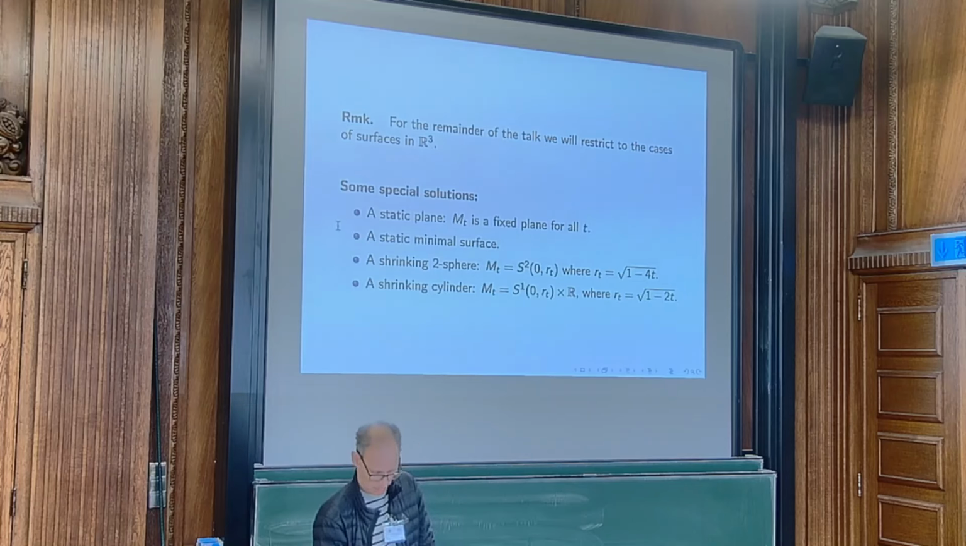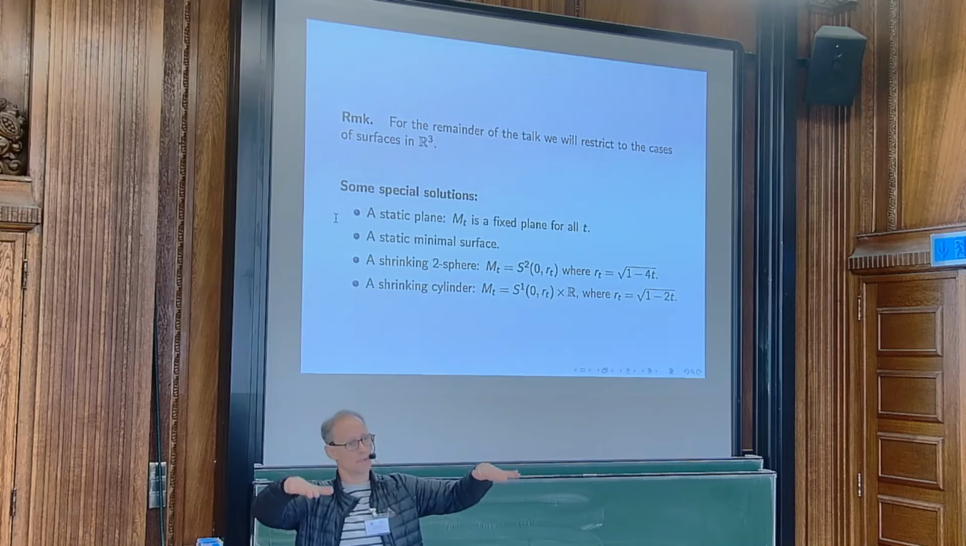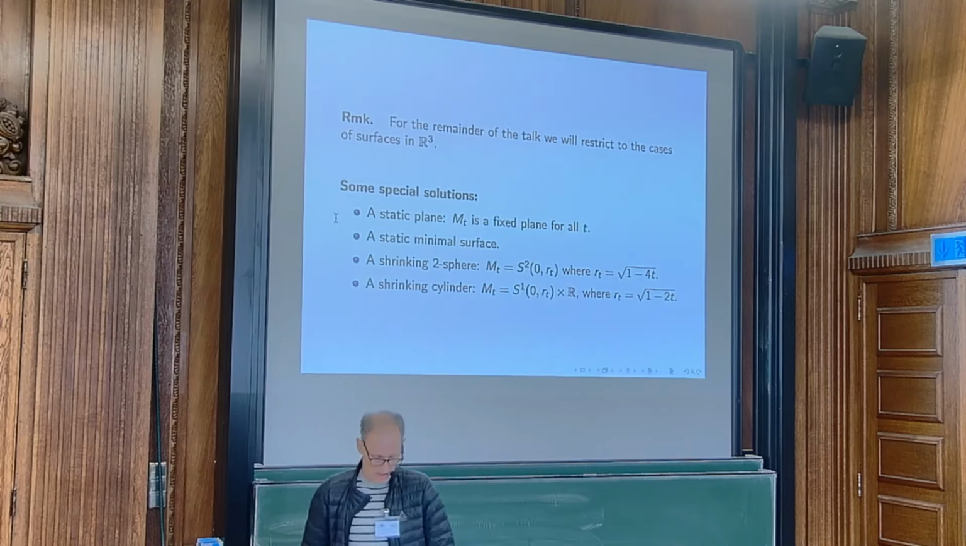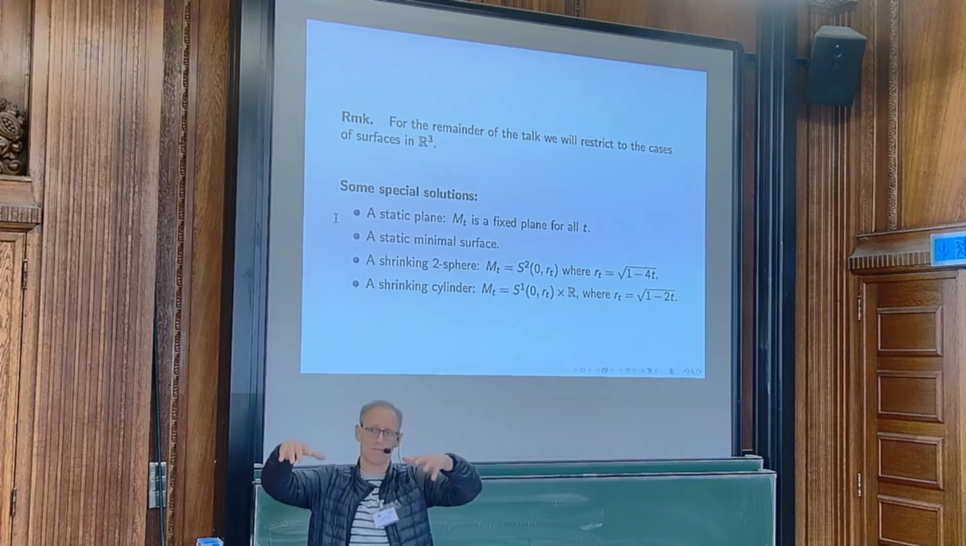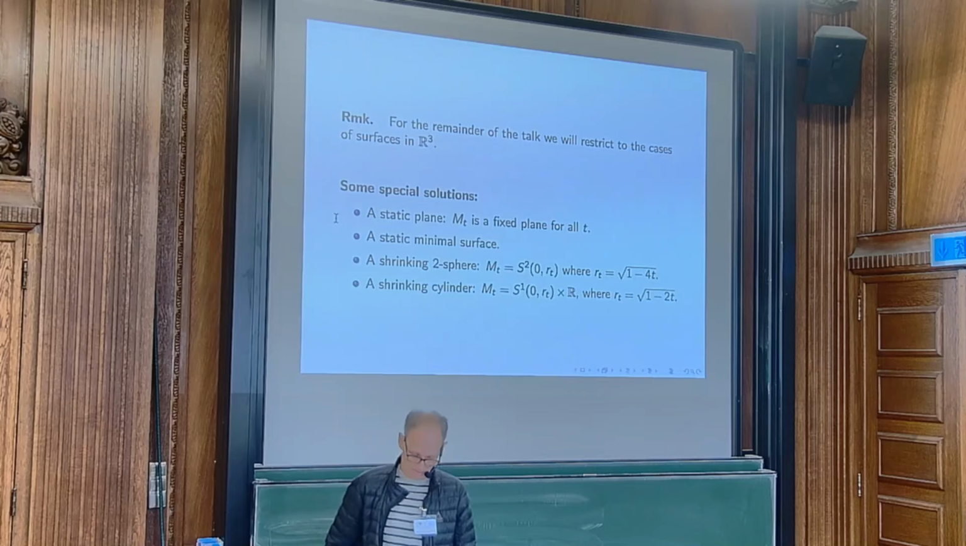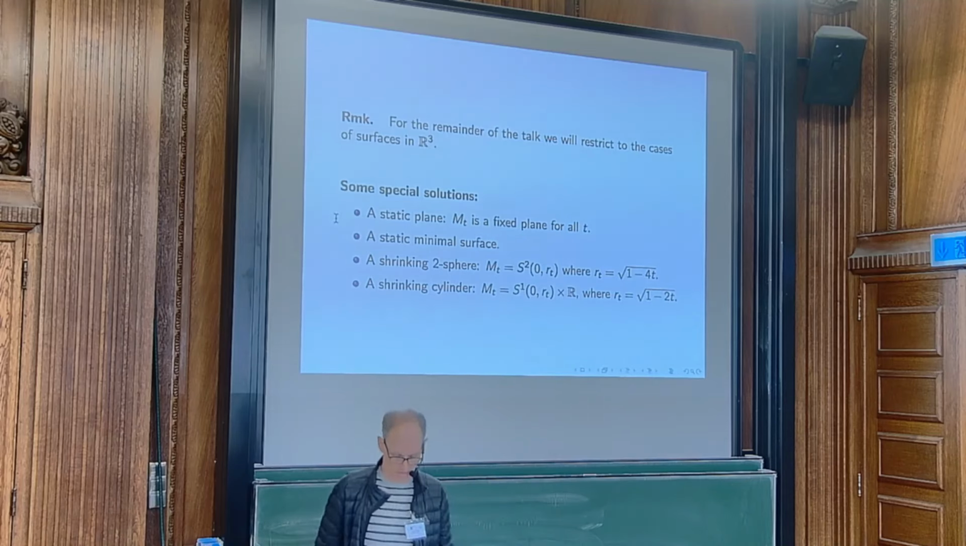So if you take a static plane, you just take M_t equal to a fixed plane, right? That's a solution. Or more generally, if you take a minimal surface, right? A static minimal surface is minimal if the mean curvature equals 0. Okay, so that's an example of a solution to the mean curvature flow. And philosophically, that shows that mean curvature flow incorporates the theory of minimal surfaces, as a PDE. So it's sort of strictly more complicated.